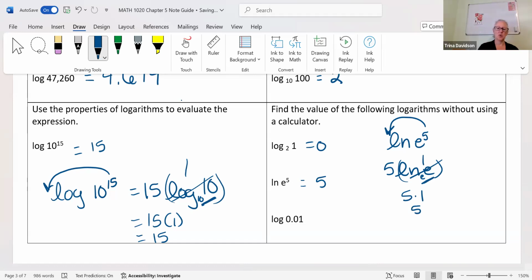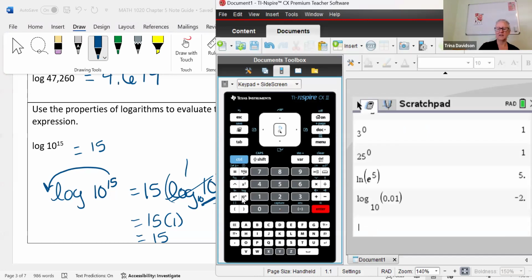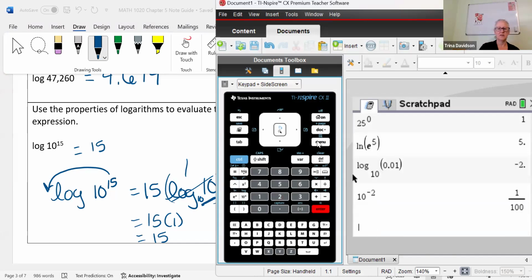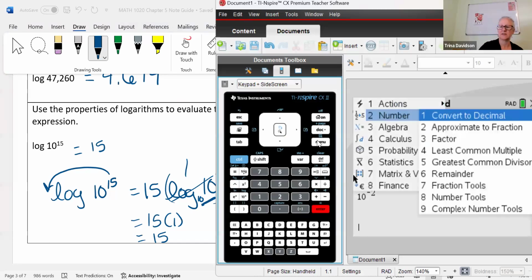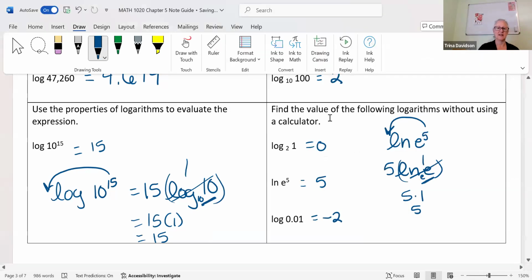All right, and the log of 0.01. Again, there is no base indicated there. You can put the 10 in or you can leave it. We get -2. So if you take 10 and you raise it to a power of -2, you get 1/100. Let me convert this, which is 0.01. So you can just put that in.